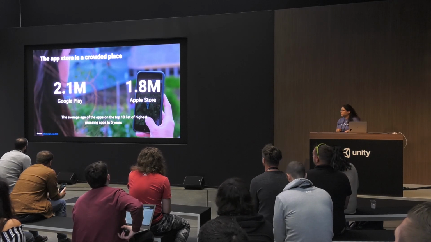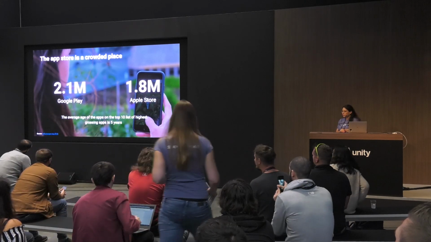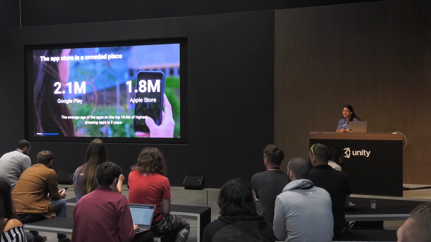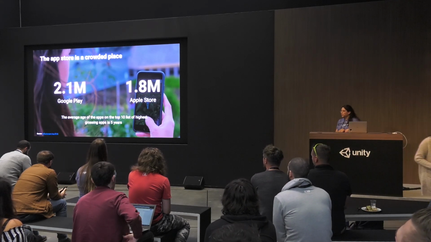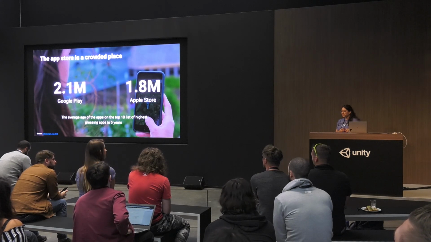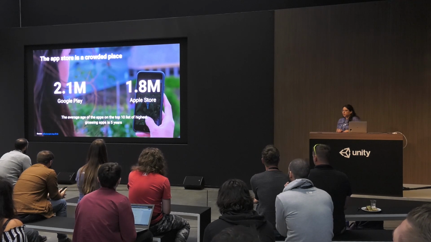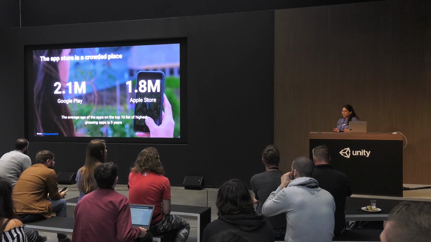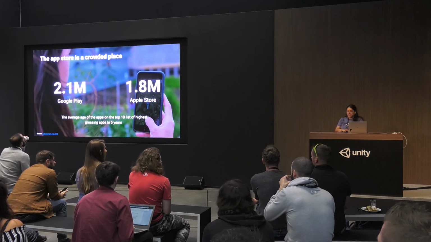But the App Store is a crowded place. With over 2 million apps on the Google Play Store, almost 2 million on the Apple Store, and the average age of apps on the top 10 list of highest grossing apps is 5 years. So how do you break through the clutter of this noise with organic sources of traffic that you can't necessarily control? You can't control when your game is going to go viral. You can't control that the app stores are going to promote you. So that's where paid acquisition can come into play.